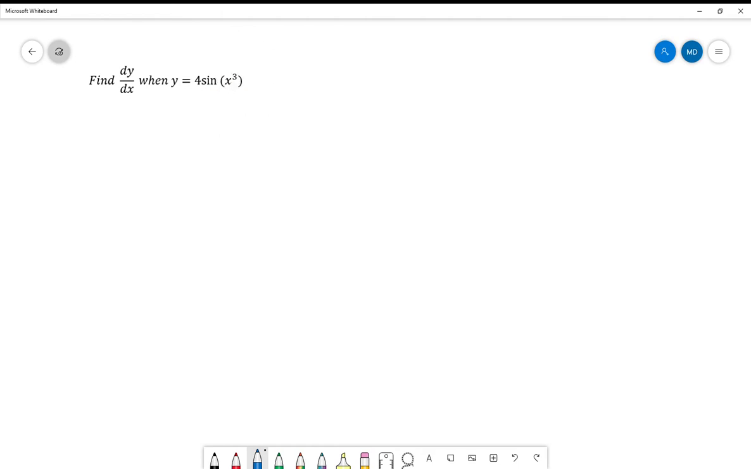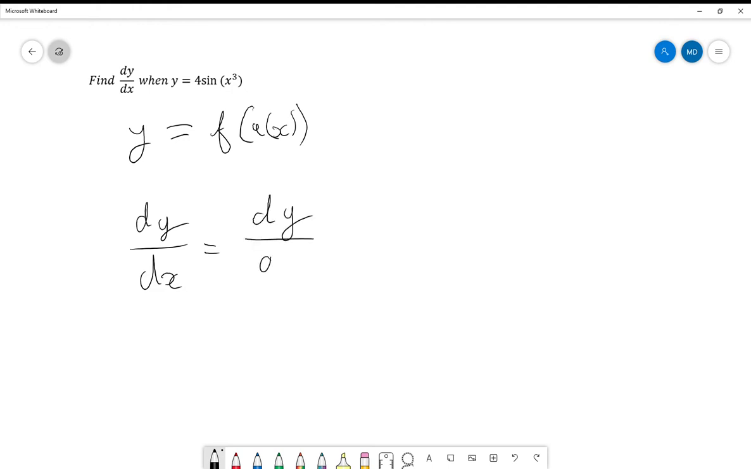And this is how the chain rule works. You need to ask yourself, can you write it as y equals some f of u of x? Is that how you can write your function? If so, then we can use the chain rule. And specifically, we can say that dy by dx is equal to dy by du multiplied by du by dx.